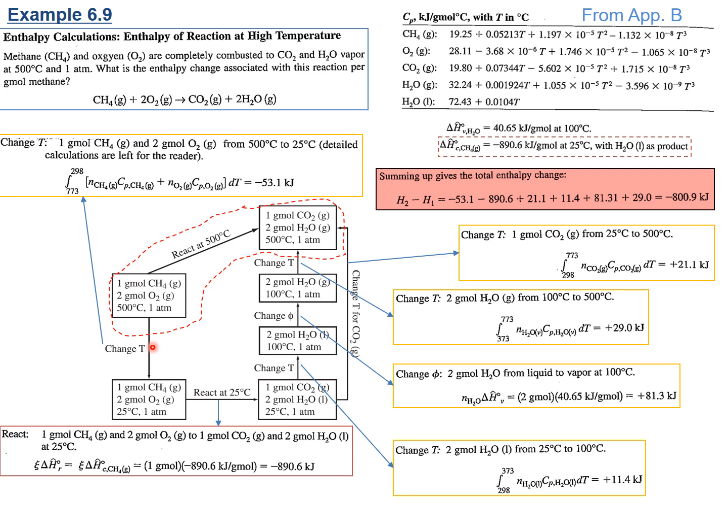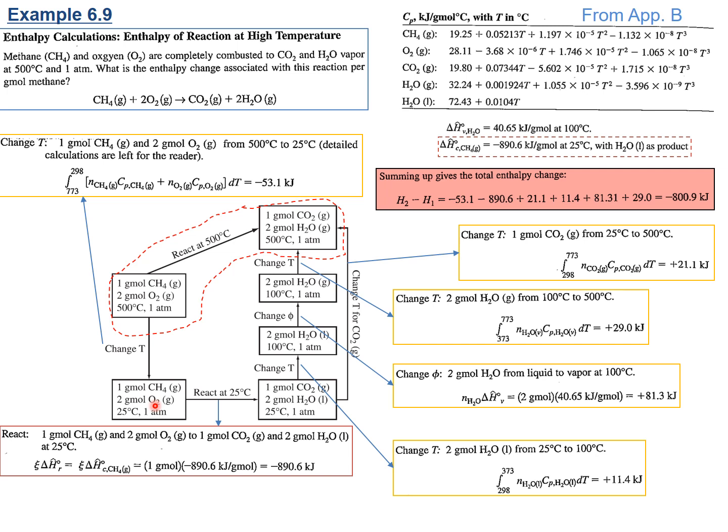Why are we going to the 25 Celsius degree? Why not another temperature? Because I'd like to use this value. This combustion enthalpy was given to you at 25 Celsius degree. So that is the reason I have changed the temperature from 500 Celsius degree to 25 Celsius degree. The other things, like composition and pressure, are the same between the reactant starting point and this second state.